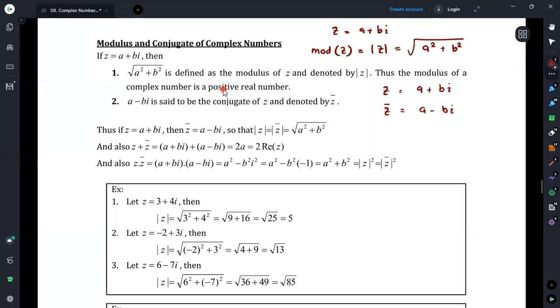Therefore, if you take the modulus of z, we get the modulus as the square root of a squared plus b squared. And if you consider the modulus of the conjugate, the modulus of z bar, then we get a squared plus minus b squared, which is again a squared plus b squared.